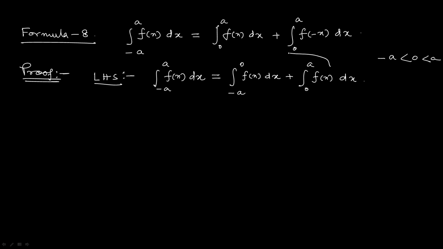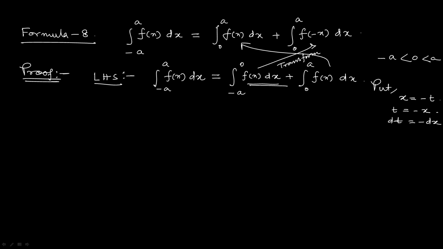Now this part is similar to this. So I have to only transform this part, because this is in a different form. For that I am taking one substitution. That substitution is, I am putting x equal to -t. So obviously t equals -x. After differentiation, what am I getting? dt equals -dx.